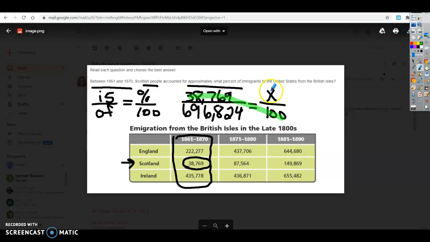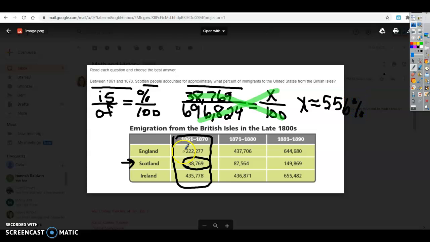So you're going to multiply that, and then you're going to multiply those, set them equal, and solve for X. All right. So if you multiply 38,769 by 100, all you're going to do is add 2 zeros. And then you're going to divide that number by the 696,824, and that's going to give your approximate percentage. So if you do that, you should get X is about 5.56%.